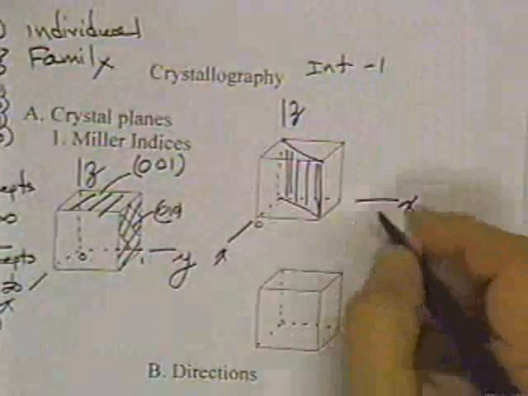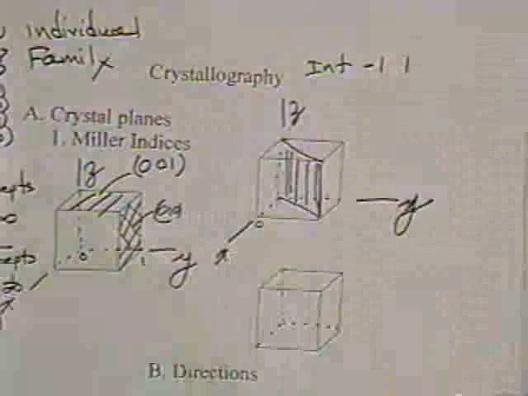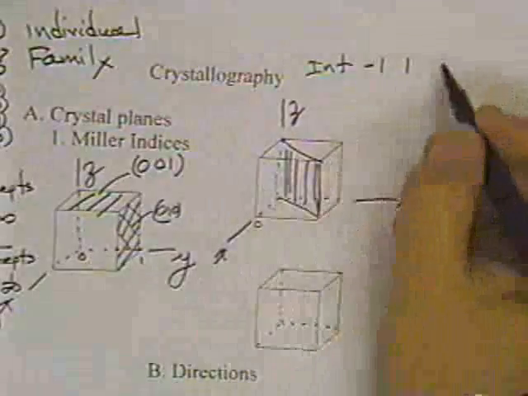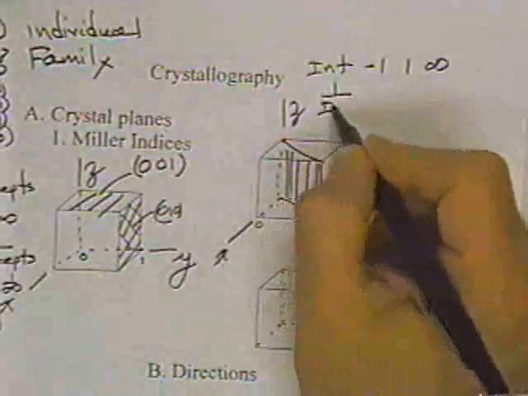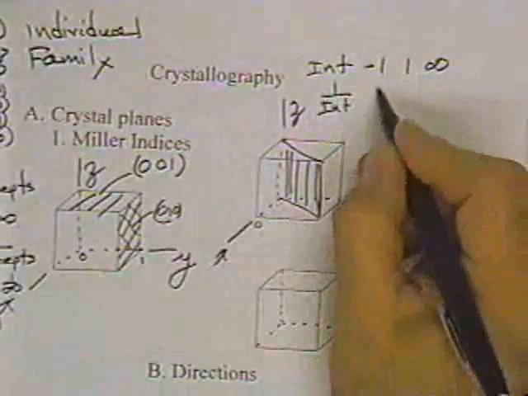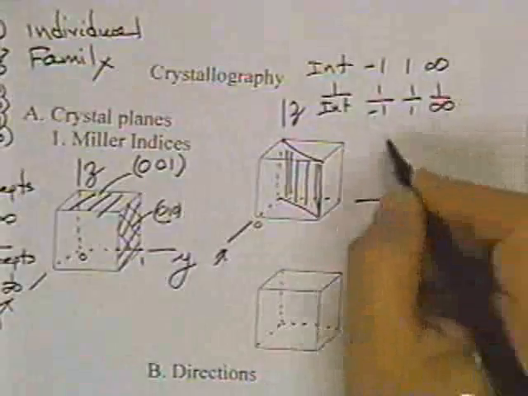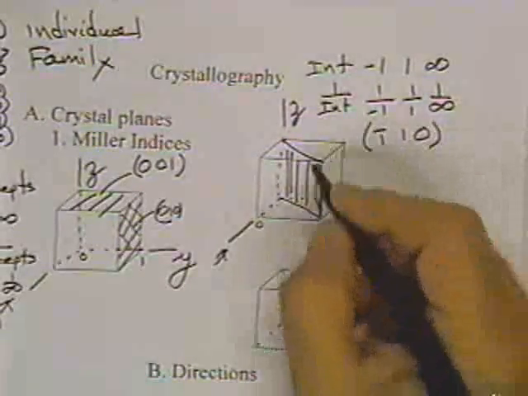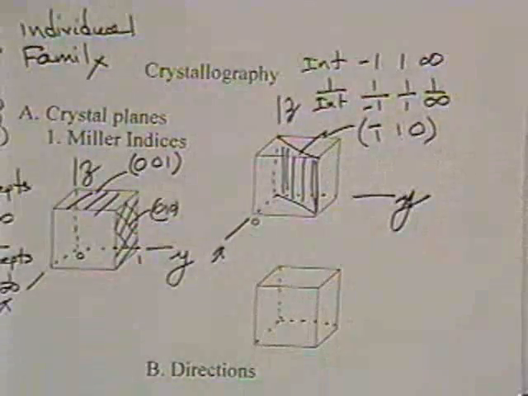-1, 1. Now, the origin's out here, it's going to be parallel to z again, so it's going to be infinity. So we want to take 1 over the intercepts, so that's going to be 1 over -1, 1 over 1, 1 over infinity, and that's called bar 1, 1, 0. So this plane would be the (bar 1 1 0) plane.